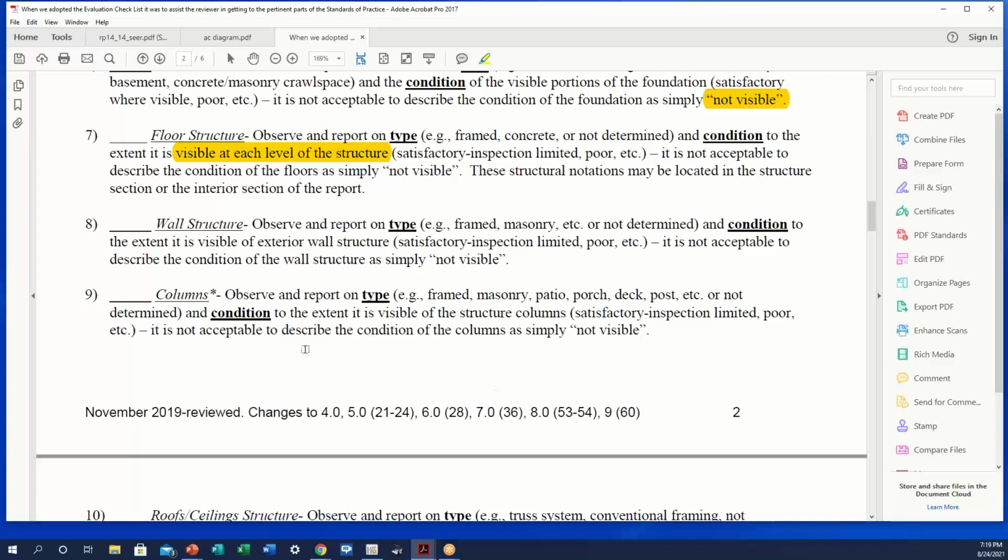Number 9, columns. There's an asterisk. I don't even have to have that on my report if there aren't any columns. So what's a column? Well, a column supports the front porch. So if you take a picture and you say there's no columns and it's in your picture, okay. So framed, masonry, patio, porch, deck. I don't know of a house that has a porch that doesn't have a post, but they're called columns. How that became that way is some architect got involved and suddenly a column is a post.